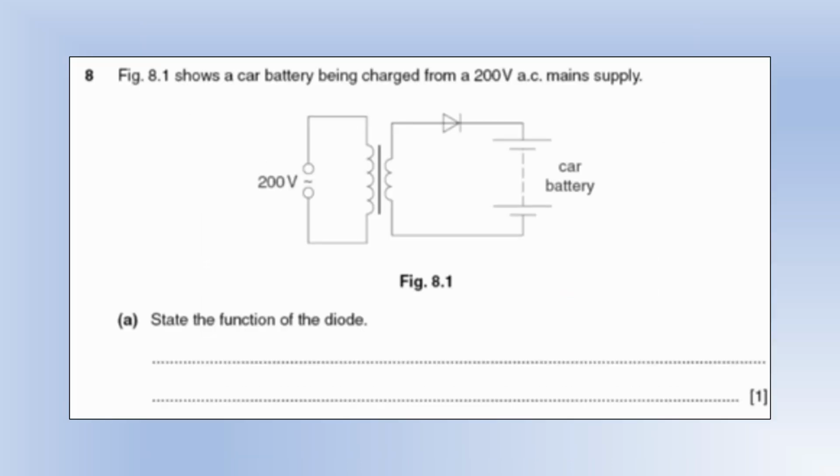The diagram shows a car battery being charged from a 200 volt AC main supply. State the function of a diode. Well, it only allows current to flow in one direction, or we could say it's starting to rectify the AC, which is the technical term for what's happening.